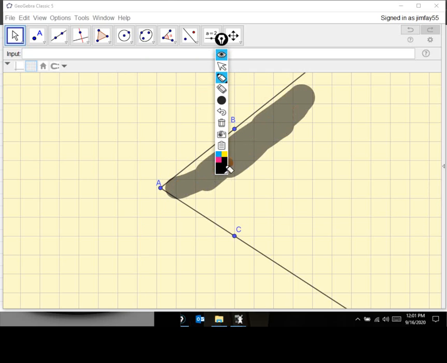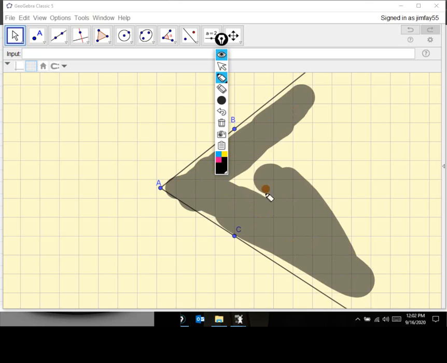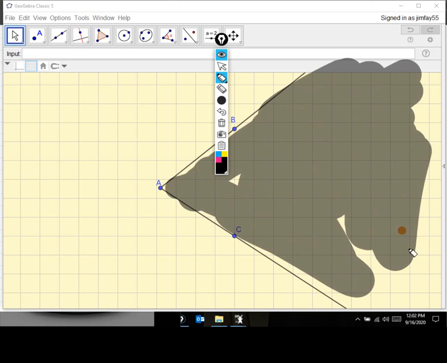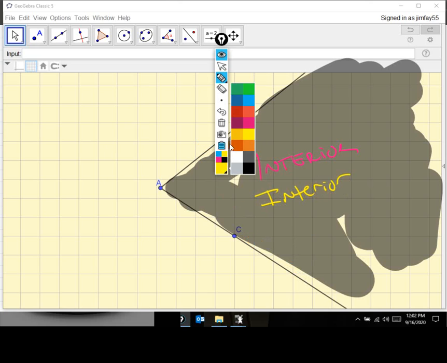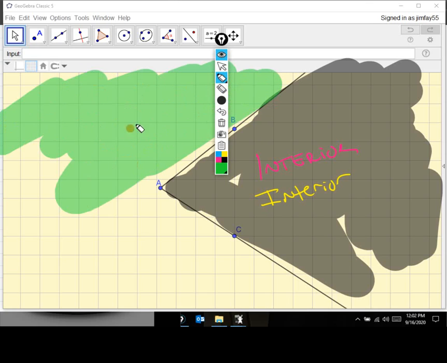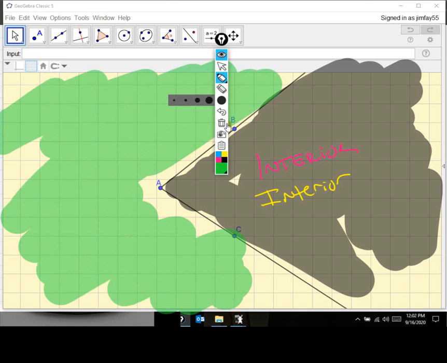Like this stuff here would be on the inside of my angle, and that goes on forever. So a word for inside that we use, instead of saying inside, is interior. That's a terrible color. Okay, so we've got our interior. Everything that would be on the outside would be called the exterior. Okay, so all of this stuff would be exterior.